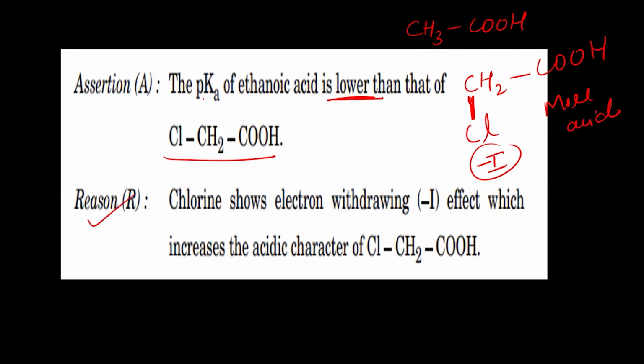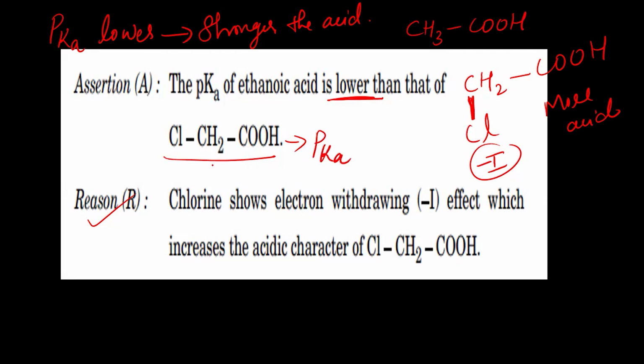Now moving to the assertion: pKa of ethanoic acid is lower than that of chloroethanoic acid. How are pKa and acid strength related? You have to mention that. pKa lower means stronger the acid. Here it is given that pKa of ethanoic acid is lower, but no, it is higher. The stronger acid is chloroethanoic acid, so its pKa will be lower. So this statement is wrong. Assertion is wrong, reason is correct.